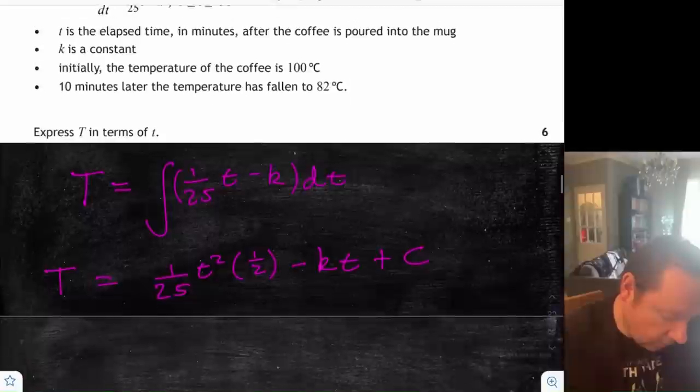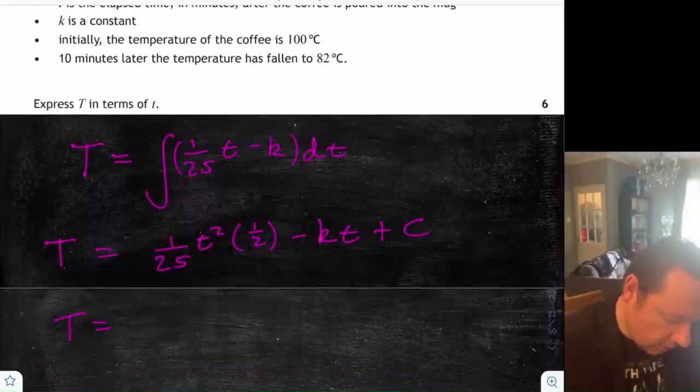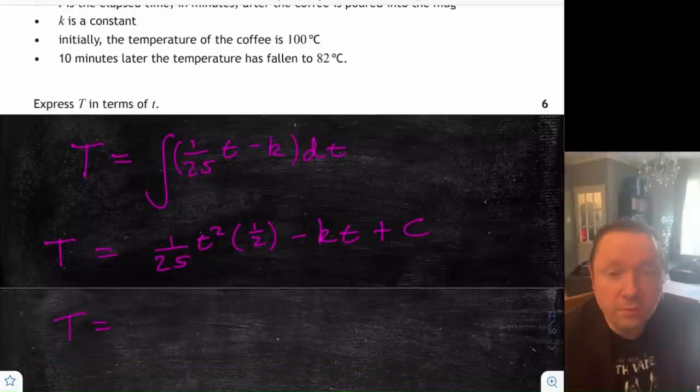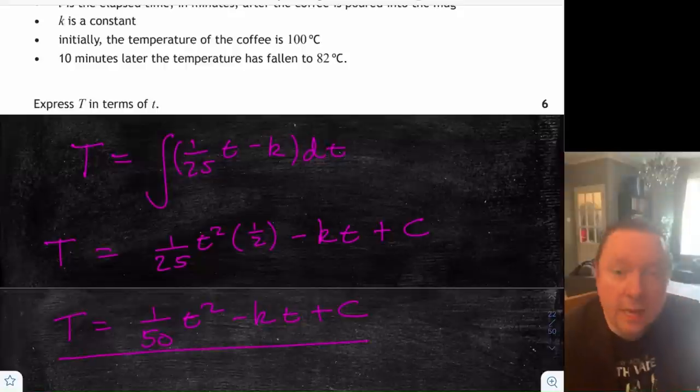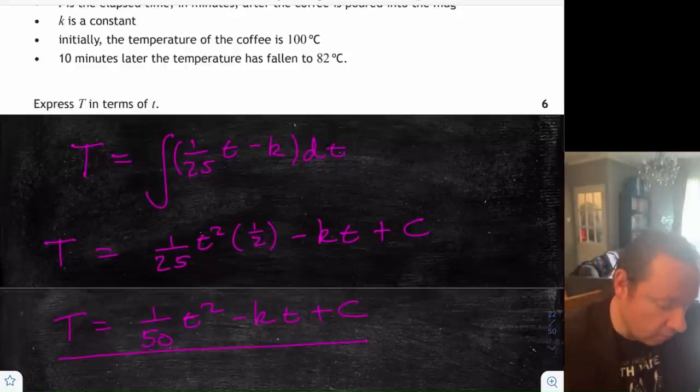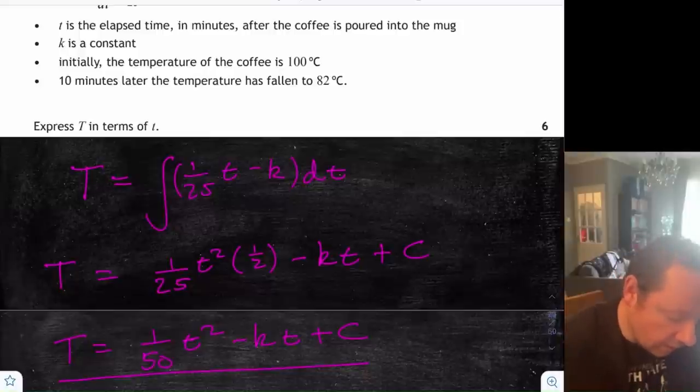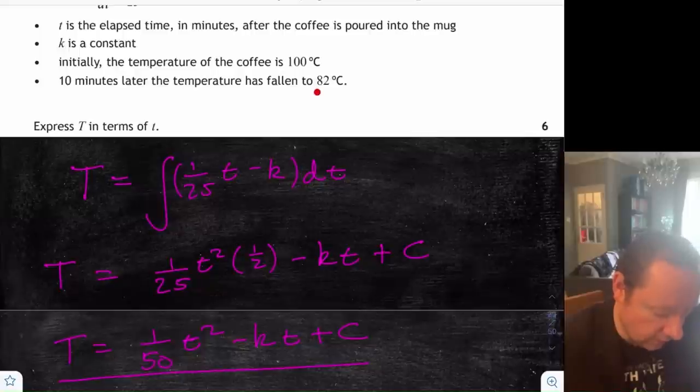So there is our integral, let's just tidy that up. Dividing by a half, we get 1 over 50 t squared minus kt plus c. So there's our initial step, but then we need to eliminate that c, but luckily we're given some information. It says initially the temperature of the coffee is 100 degrees, 10 minutes later the temperature has fallen to 82 degrees. Express T in terms of t.